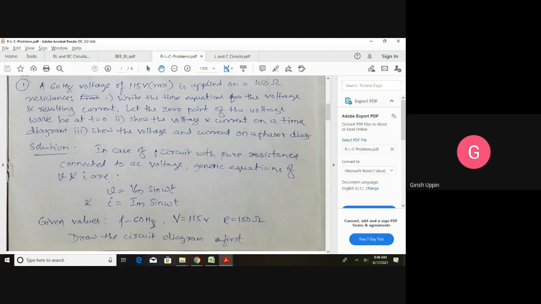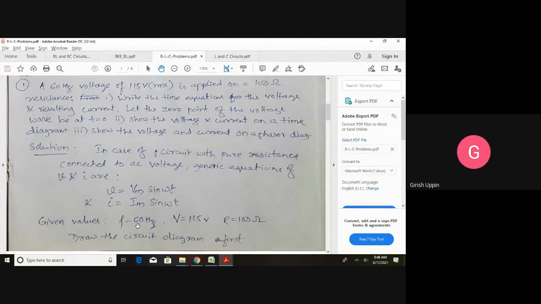So the first thing you have to remember, you have to write the generic equation according to what component it is. So for resistance, v is equal to Vm sin omega t, i is equal to Im sin omega t. Both voltage and current are in phase. Then write the given values. What are the given values?